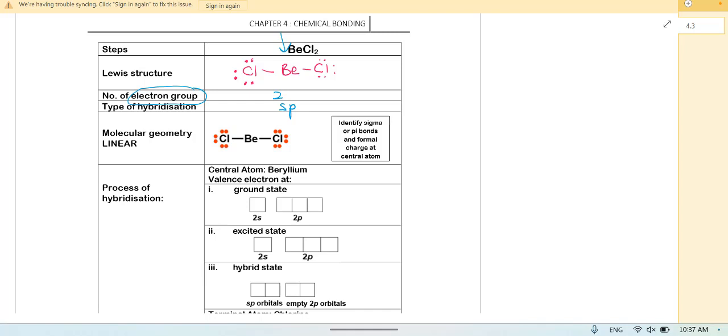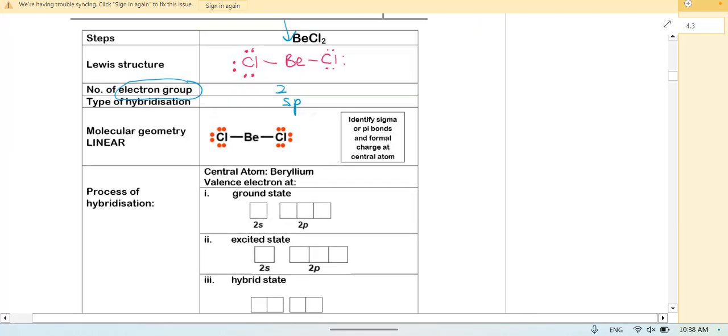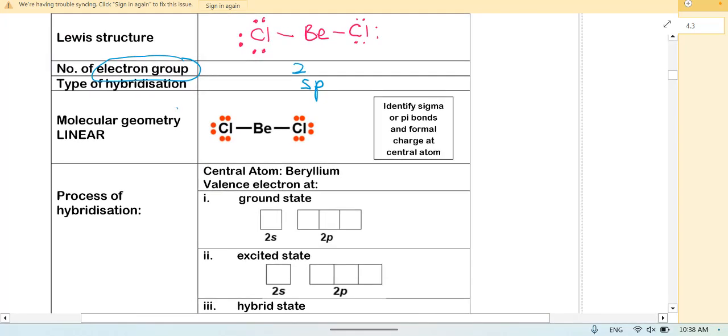So if it is 2, there are 2 letters, sp. If it is 3, there are 3 letters, spp. If it is 4, sppp. That's why we call it sp3. After that, you need to determine the correct molecular geometry. In this case, it is linear.